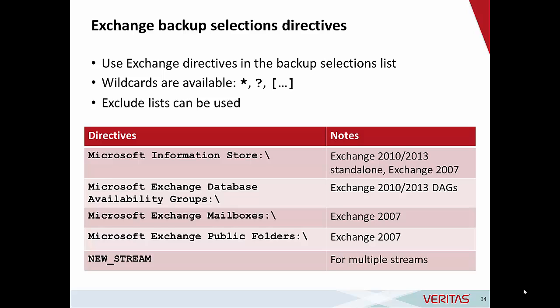If you wanted to, you could append an individual object name to a directive to specify a particular database or a particular storage group for older versions of Exchange, or even a particular mailbox or public folder if you wanted to be really granular about it. You can also use wildcards to specify a group of these objects.